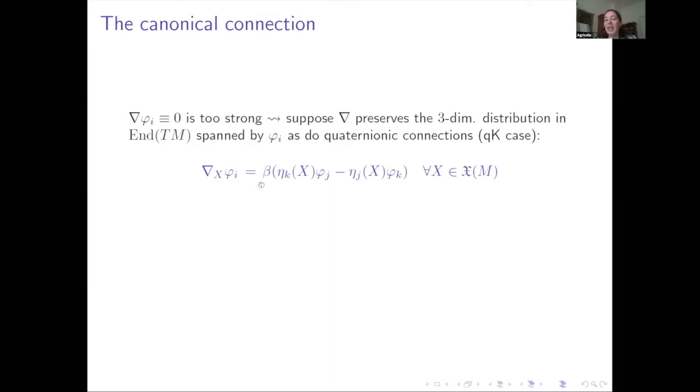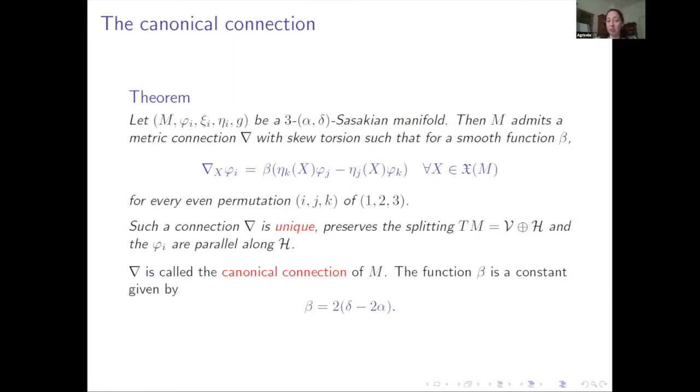Except that in a quaternionic connection you have any one forms here and there, and I'm assuming my one forms are just the one forms which come naturally from the geometry, namely the one forms due to the Reeb vector fields. But besides that, philosophically, it's just what you would expect for a quaternionic connection. And so we put that into a theorem. If I assume this condition, then we see that such a connection exists.